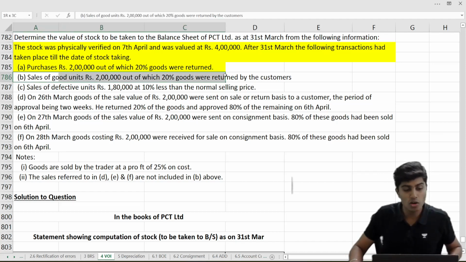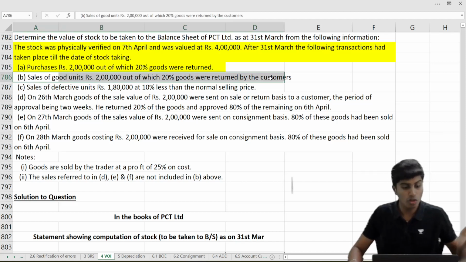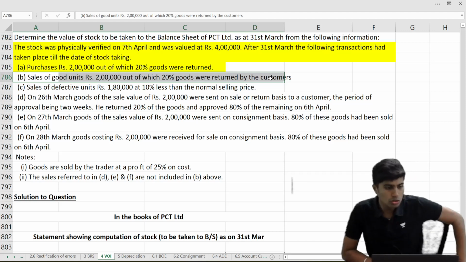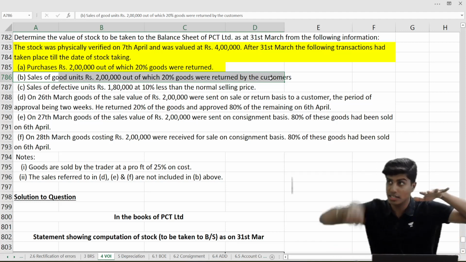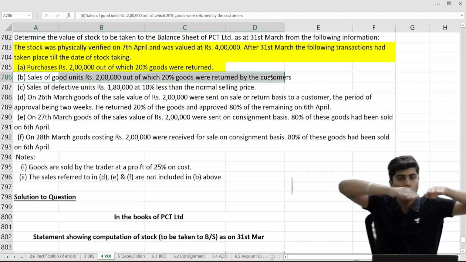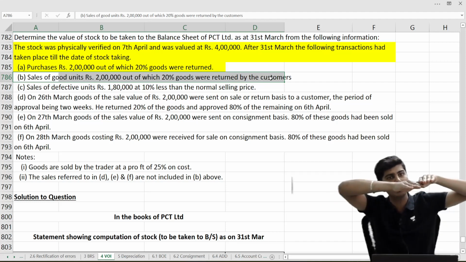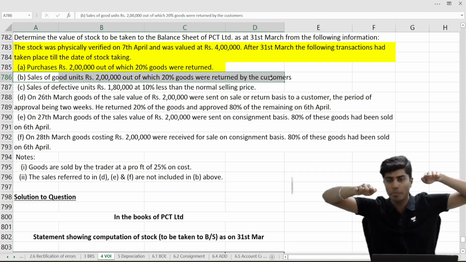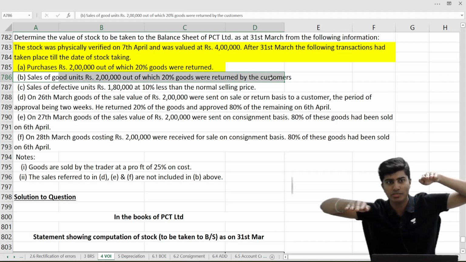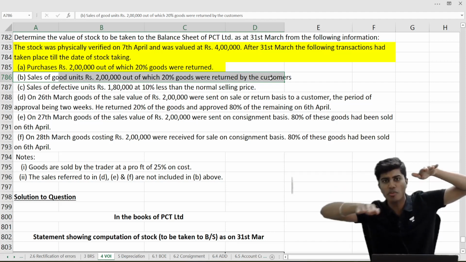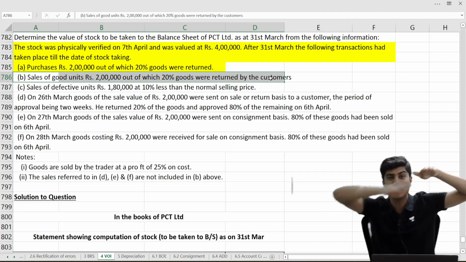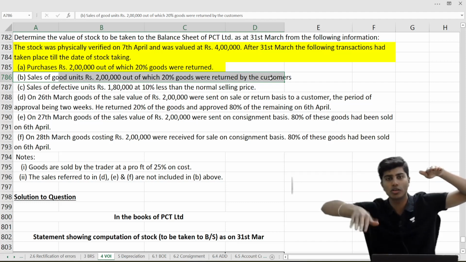Next one. Sale of good units, rupees 2 lakh. So between 31st of March and 7th April, you have sold goods. When you sell goods, 31st of March stock is there, no? 7th of April stock will be lesser than 31st of March. From the stock as on 31st of March, when you sell goods, 7th of April stock has become less. So it is outflow, resulting in lesser stock on 7th of April.